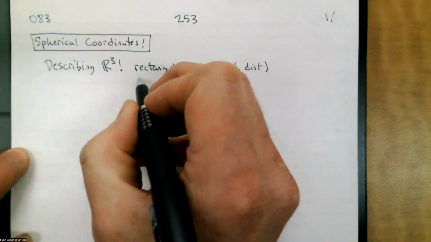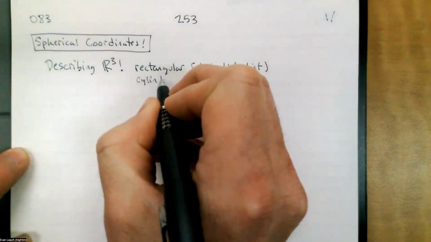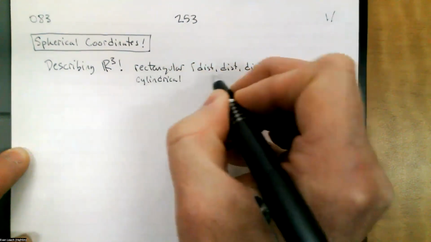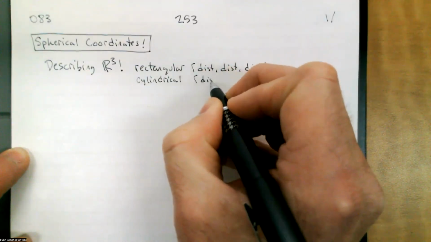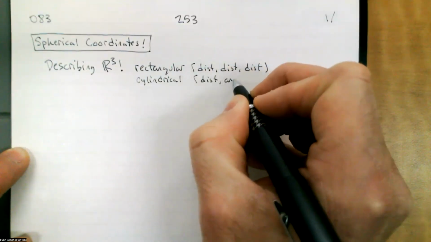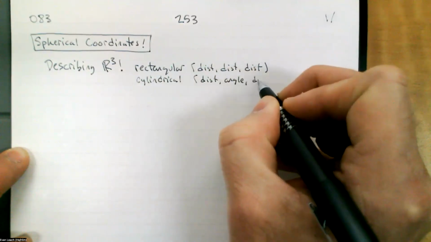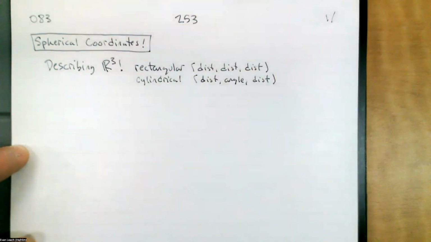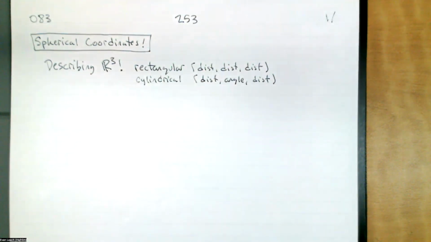Then we have cylindrical coordinates, where we have a distance, an angle, and then another distance. The cool thing about rectangular and cylindrical coordinates is that we just take rectangular coordinates in R2 and extend it to R3. For cylindrical coordinates, we just take polar coordinates for R2 and extend it to R3 with a distance.